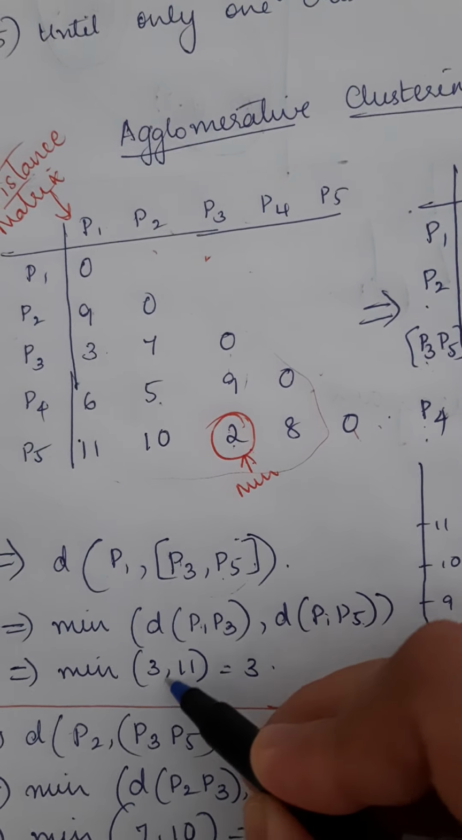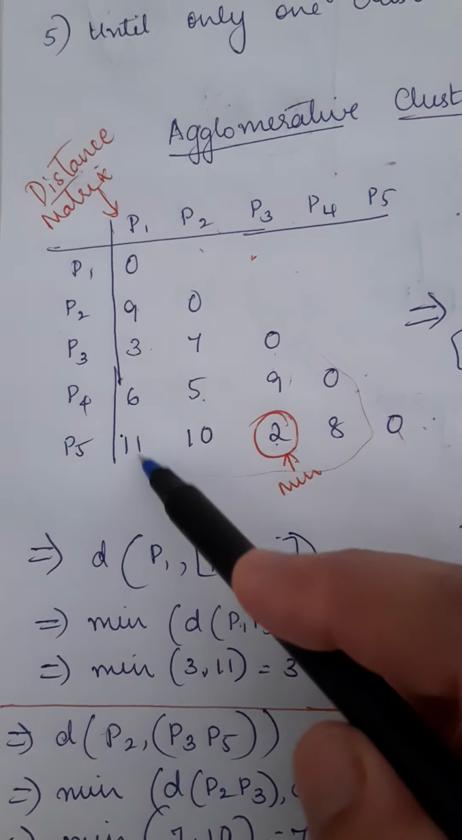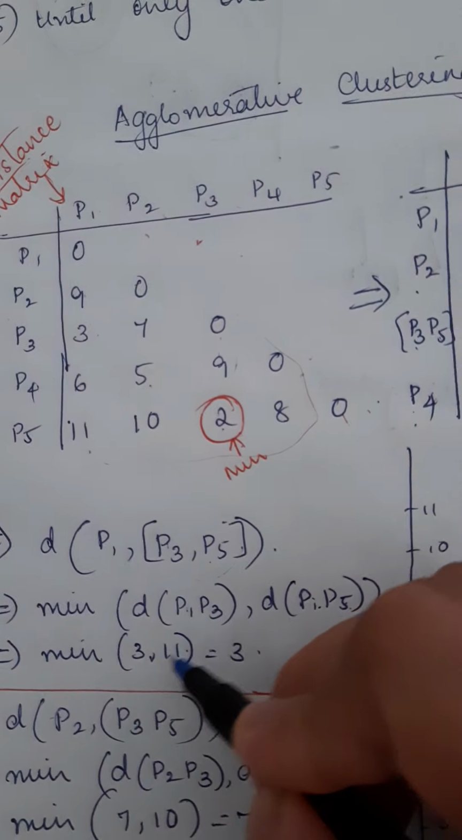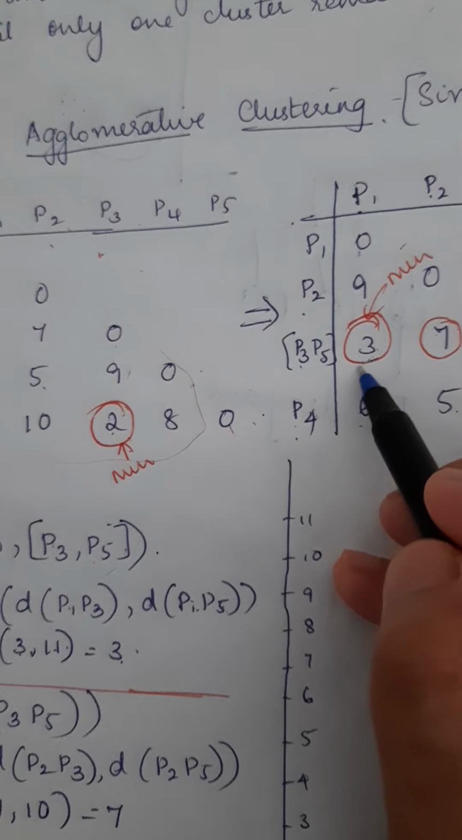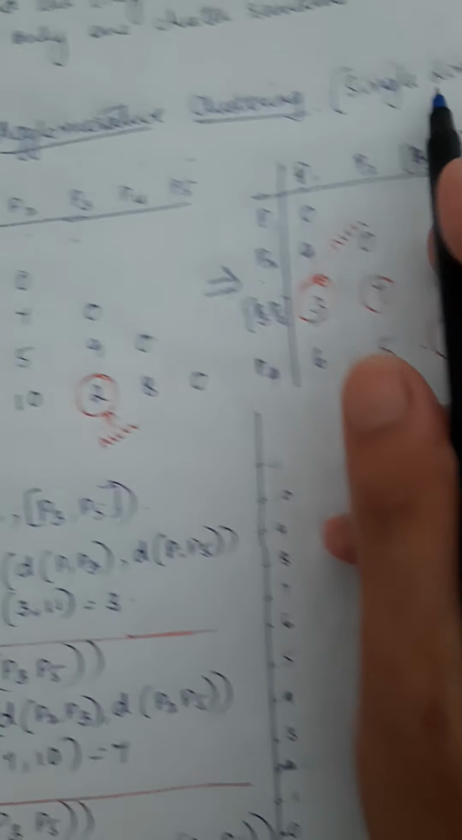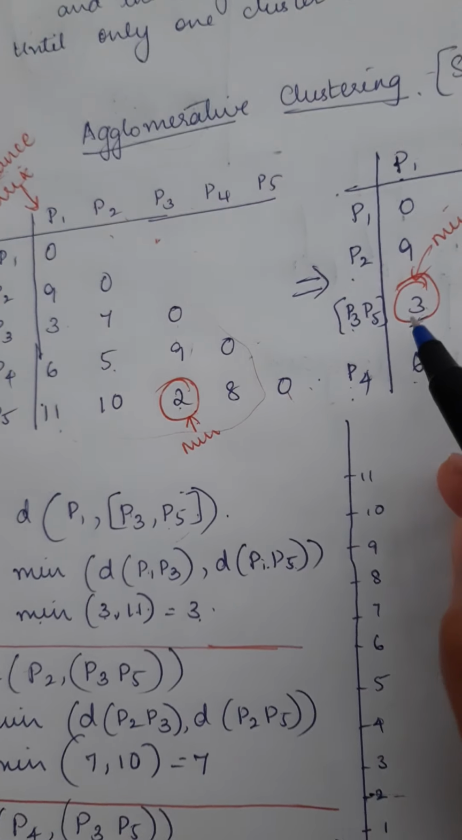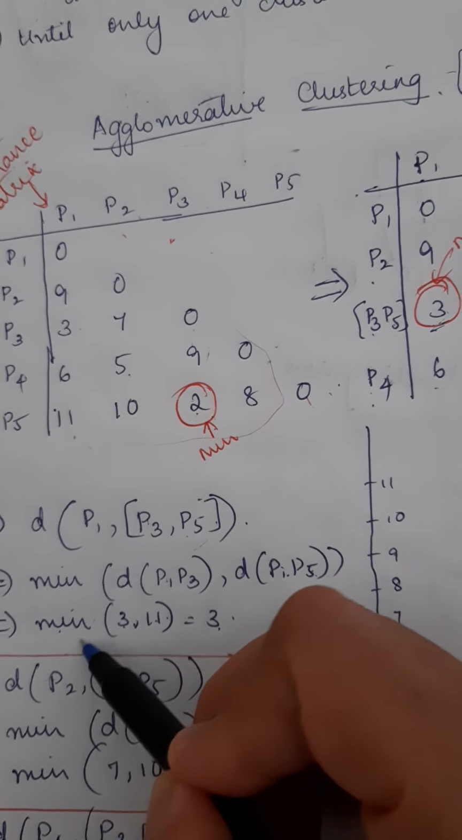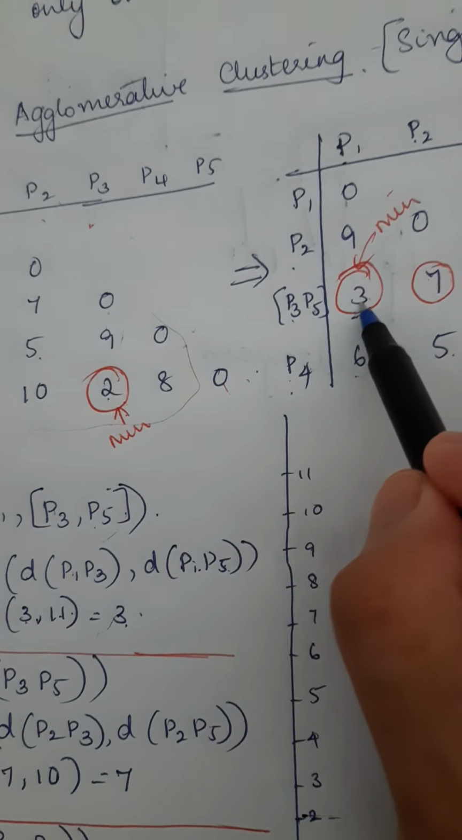So I have written 3 over here. Then you have P1, P5. P5, P1 distance is 11. 11 over here. So the minimum of the two values is equal to 3. That is how I got this value of 3 over here. Remember again, since it is single linkage, we are considering the minimum distance. Same thing, if it was complete linkage, we would have taken the maximum distance. So this value would have been 11. Okay, this is the first case.